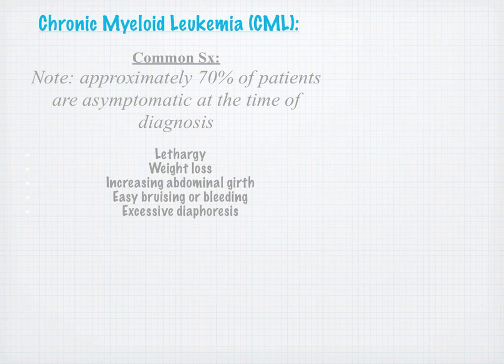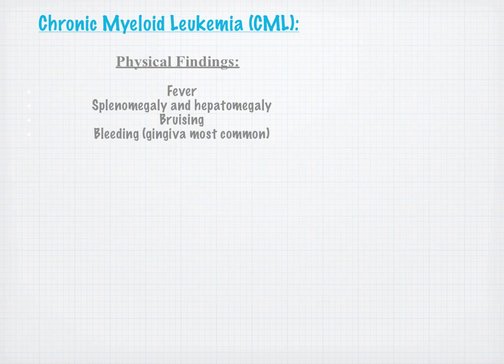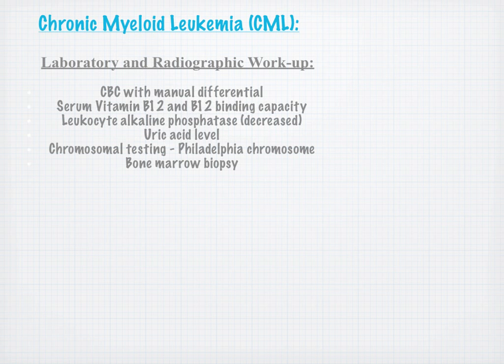All right, CML. Approximately 70% of patients are asymptomatic at the time of diagnosis, but they could have, depending on when they're diagnosed, lethargy, weight loss, increasing abdominal girth, easy bruising or bleeding, and excessive sweating. So it goes from 70% asymptomatic to these pretty excessive symptoms. Physical findings: fever, splenomegaly, hepatomegaly, bruising, and bleeding, and the gingiva is the most common.